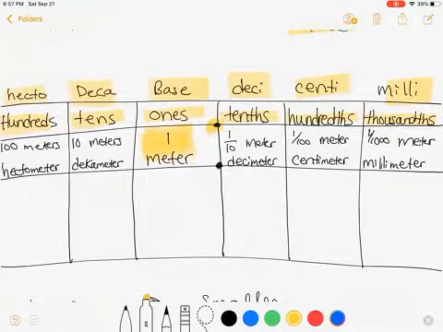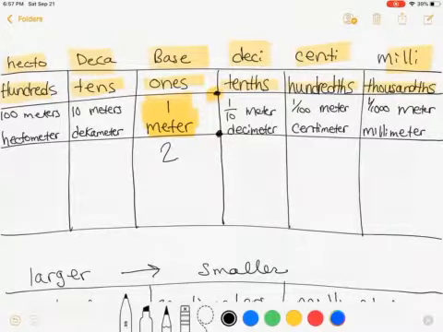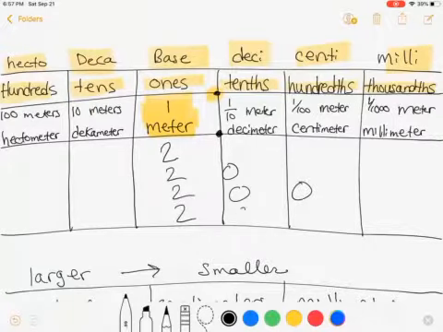So if we take our base, 1 meter, well, let's go ahead and make it 2 meters. 2 meters would equal 20 decimeters. And 2 meters would equal 200 centimeters. And 2 meters would equal 2,000 millimeters.